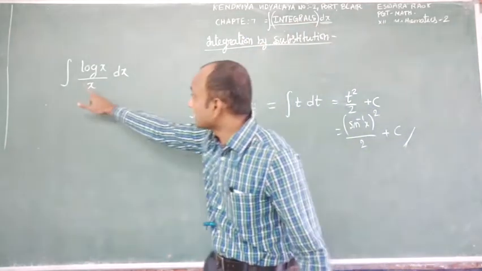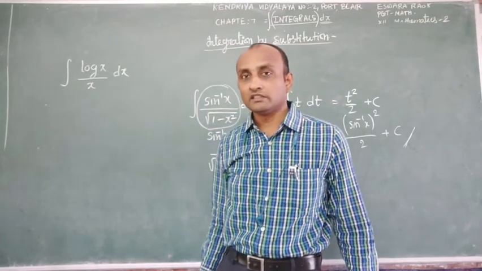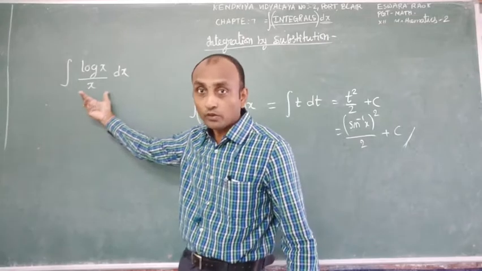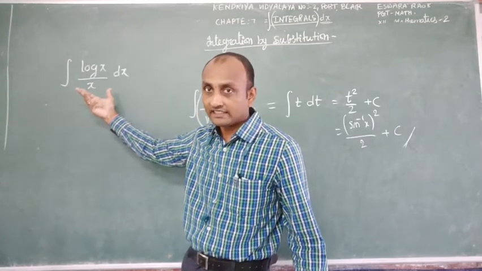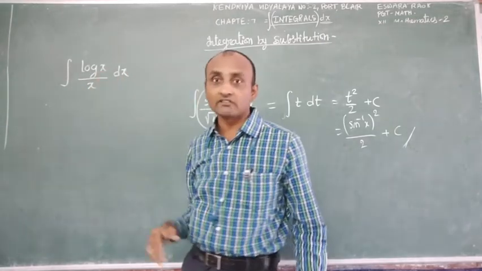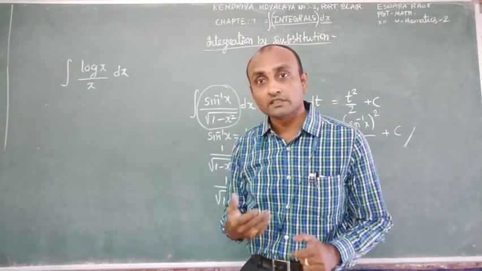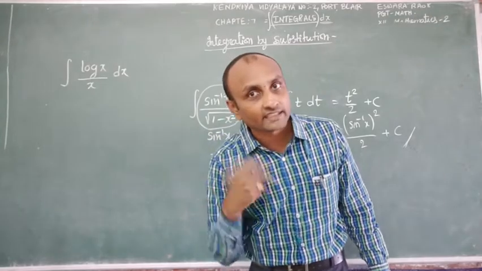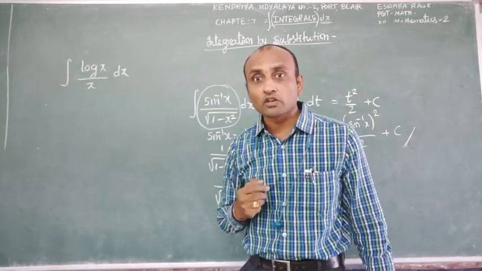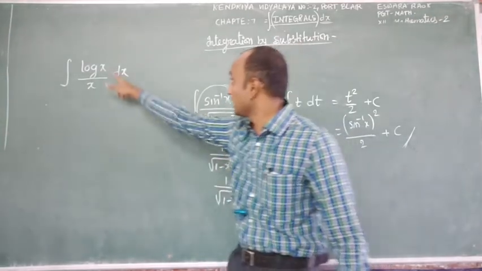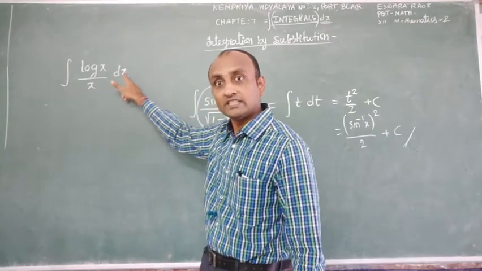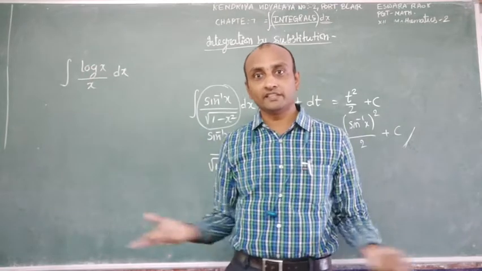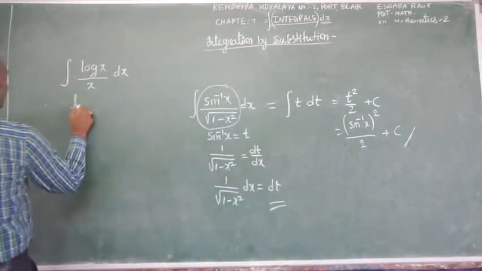See, if I take x is equal to t, the derivative of x is 1. So 1 is there, but no use of that. Because log x is there, we are unable to eliminate it. This time, if you take log x as t, what is the derivative of log x? 1 by x. So 1 by x is present, dx is present. So log x is t, and everything can be converted into t. Very easy. So what must be taken as t this time?